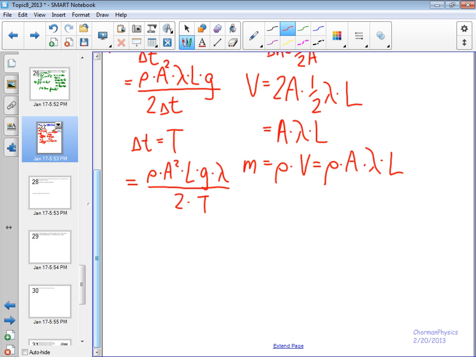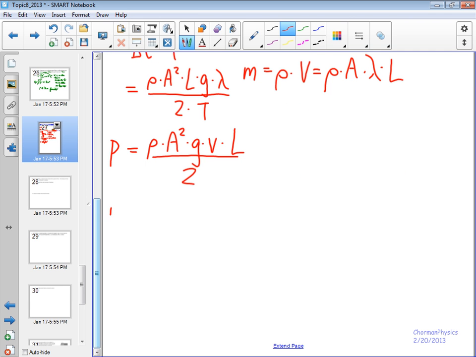And lambda over the period is the wave speed. So, again, just one more substitution here. We end up with rho times a squared times g times v, and move the L over here, all over 2 is equal to the power. And the way that we typically define power is power per unit length of wave front.